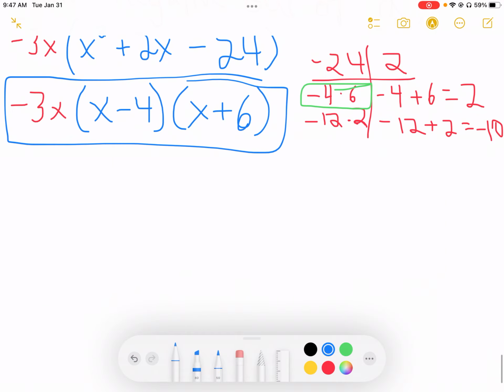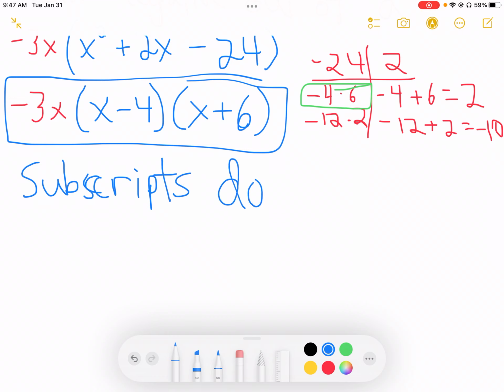Now, this last one, I said we were going to talk about subscripts. Subscripts don't affect procedures.